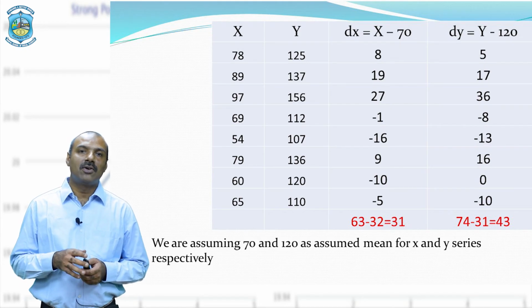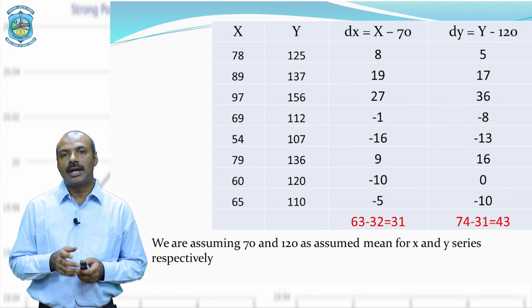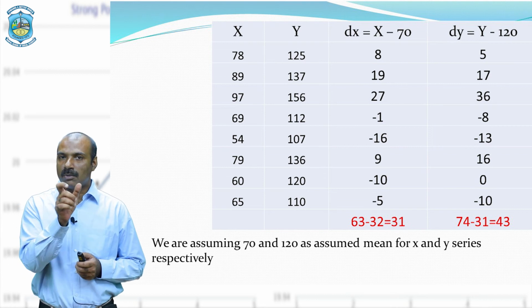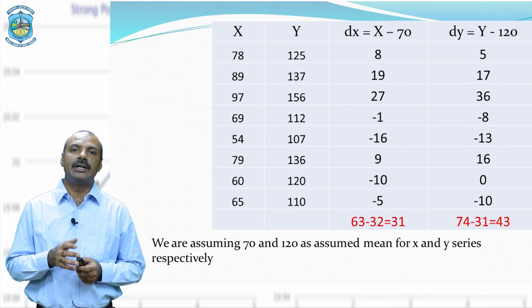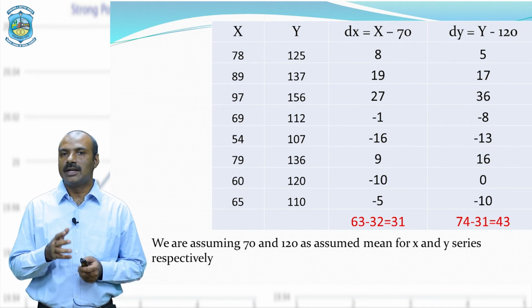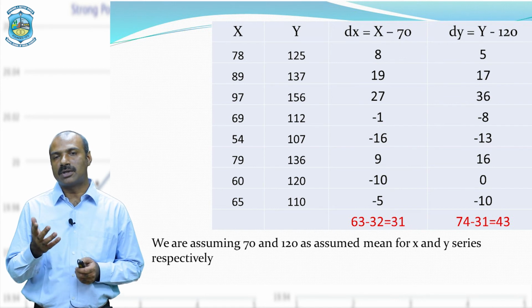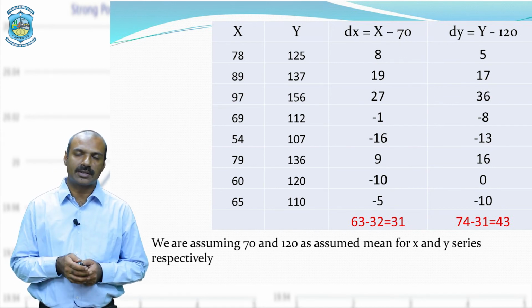In this numerical, for the x series, we are assuming 70 as our assumed mean. It means we have to subtract 70 from all the given values of x. If we subtract 70 from 78, it comes out to be 8. Similarly, the next value under x is 89, so 89 minus 70 comes out to be 19. Likewise, we have to subtract 70 from all the given values of x.